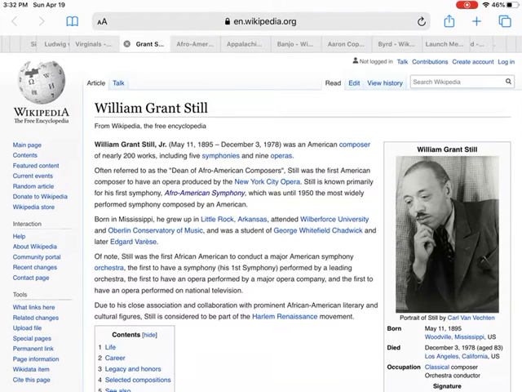So when we listen to this piece by William Grant Still, he draws on, as I already mentioned, blues music, spirituals, but in the case of this specific piece, he is writing his own tunes based on these sounds.